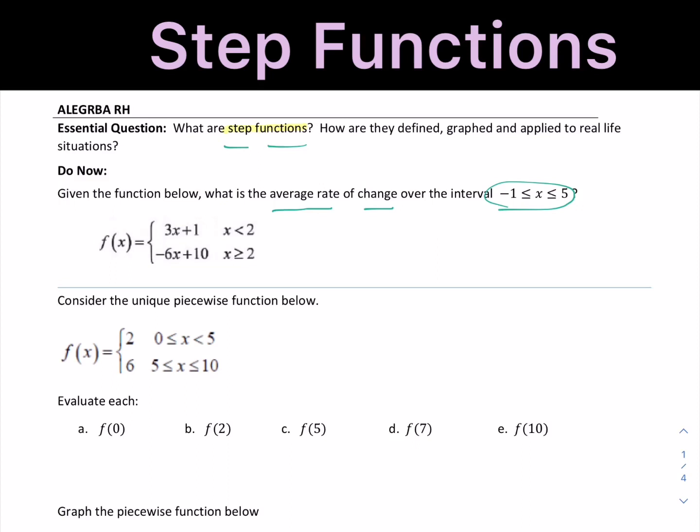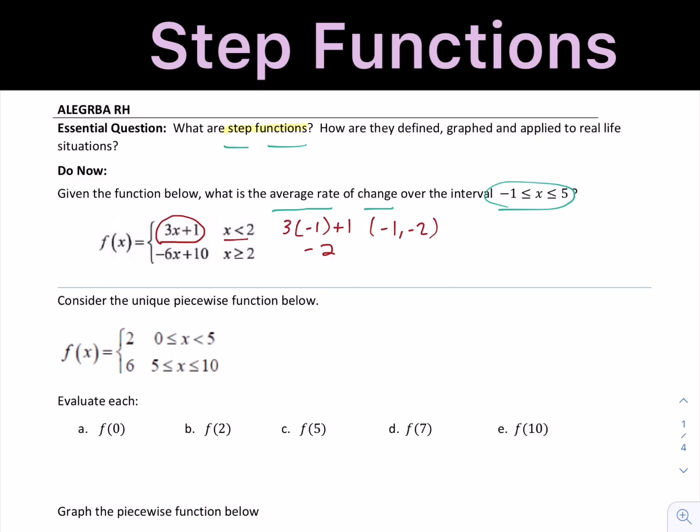Now, average rate of change is really just finding the slope, but I need it over this interval from -1 to 5. So -1 belongs to which piece? It belongs to this piece, because x is less than -2, for this piecewise belongs here. So I need to know what that evaluates at to figure this out. So -3 plus 1 is -2. So the first point is (-1, -2).